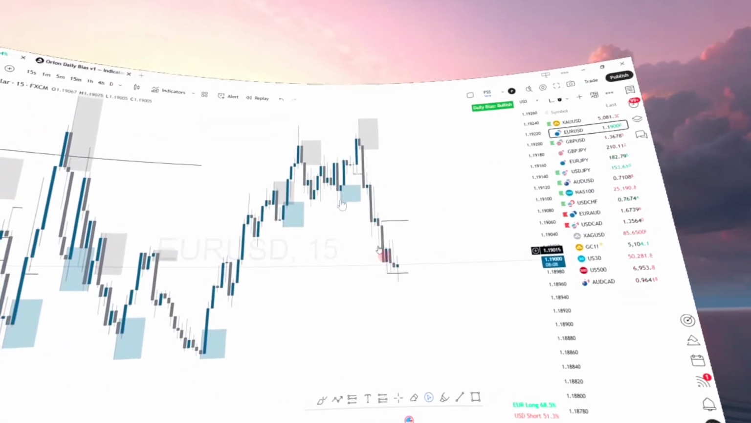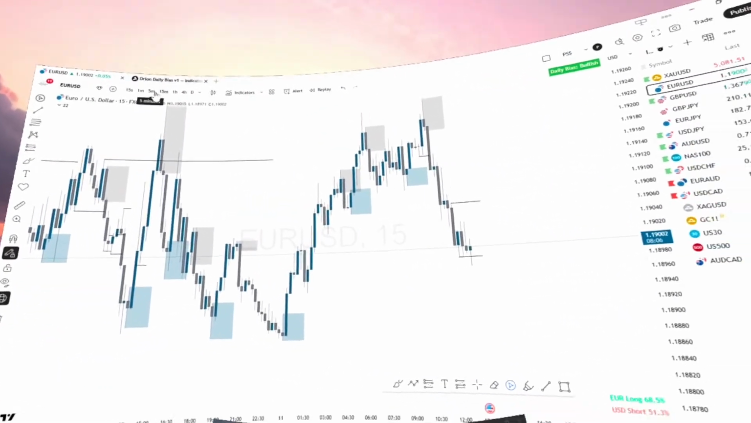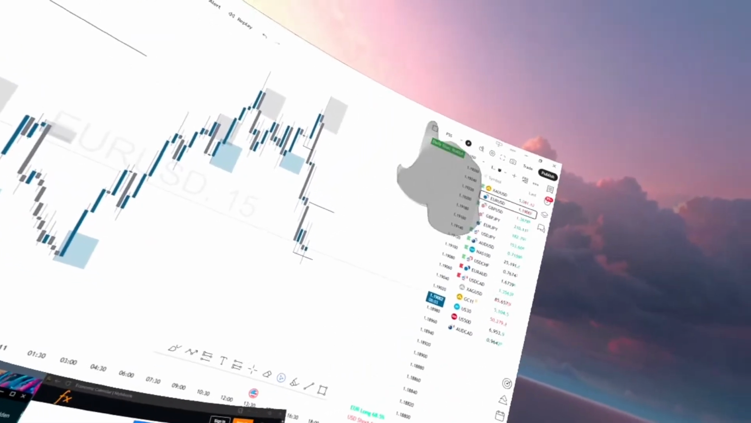Okay, so we're bearish on this time frame here, which again doesn't really help us because we're biased bullish. You can see it up there, top right.